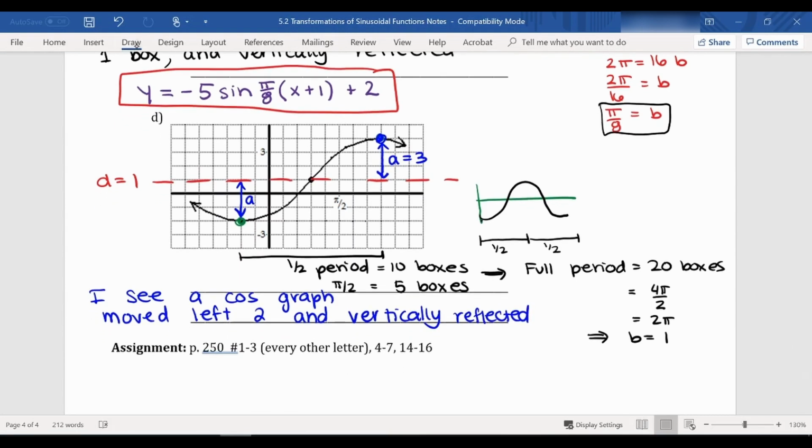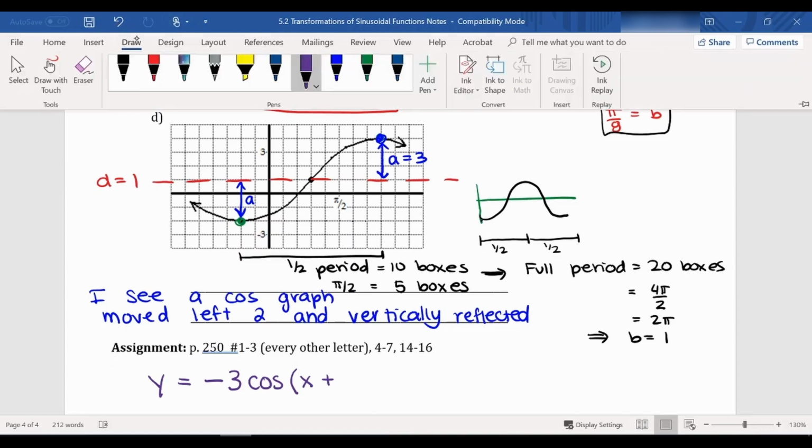What that means is I would have y equals, I have a negative out front because I've been vertically reflected. My a was 3. I chose cosine. My b is 1, so I don't need to include that. In brackets, I'm moving left, so it's x plus, and I'm moving left by 2. Part of the problem is I don't know what a box is worth right now. I can't do this part yet, okay?